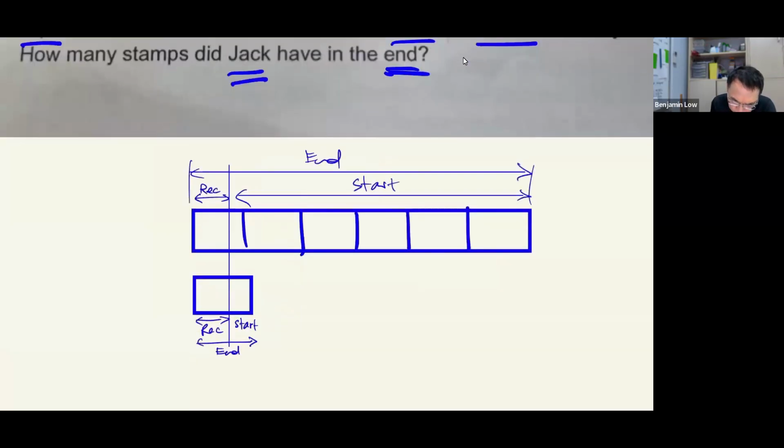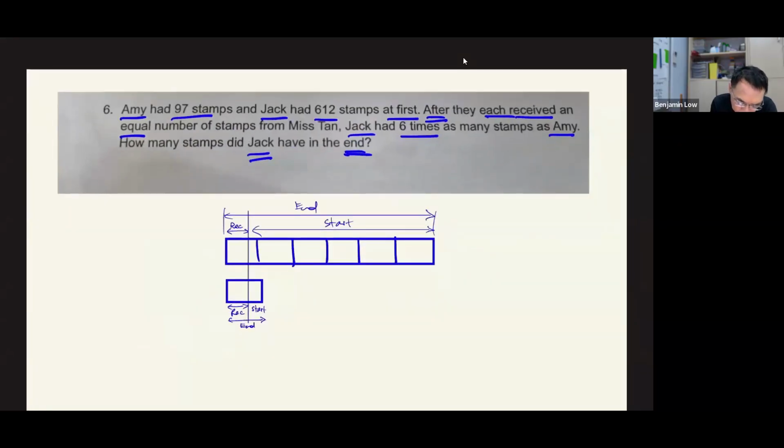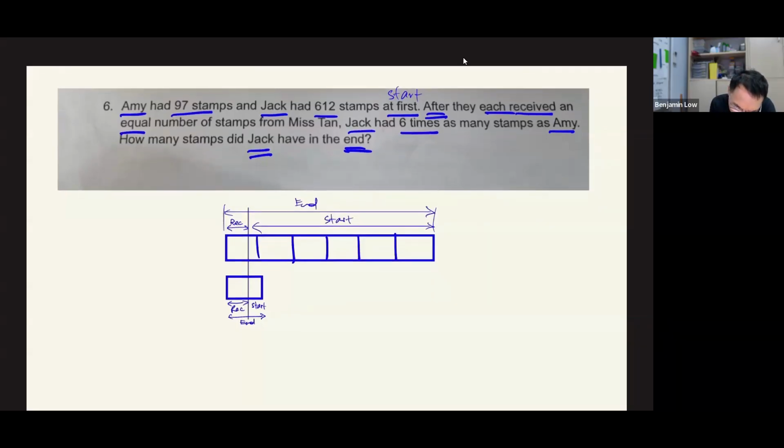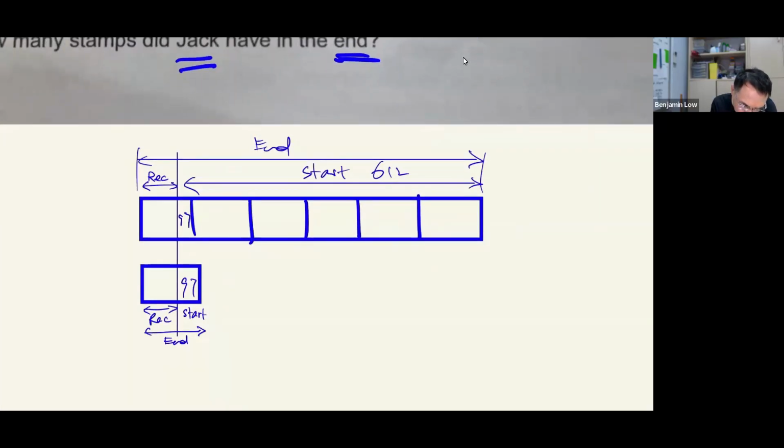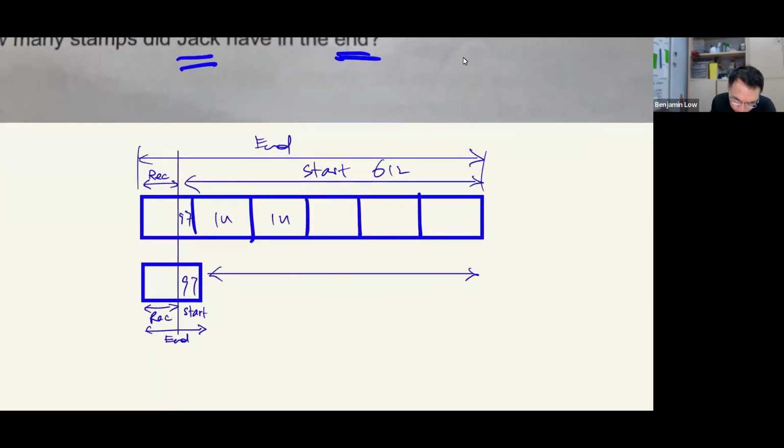My next question is, is this start or end? Answer is at first, so start, right? At first means start. So if at first means start, then we want to put the 612 and the 97 there. So I got 612 here, and I got 97 here. Now, of course, if this is 97, then so is this, right? And this will represent 1 unit each. So I'm sure you know what to do already, right? What will you do?